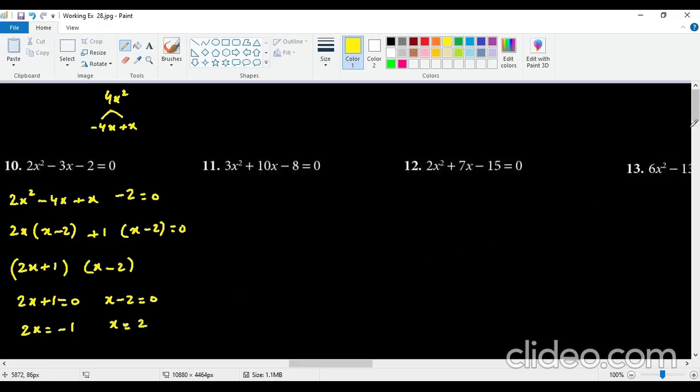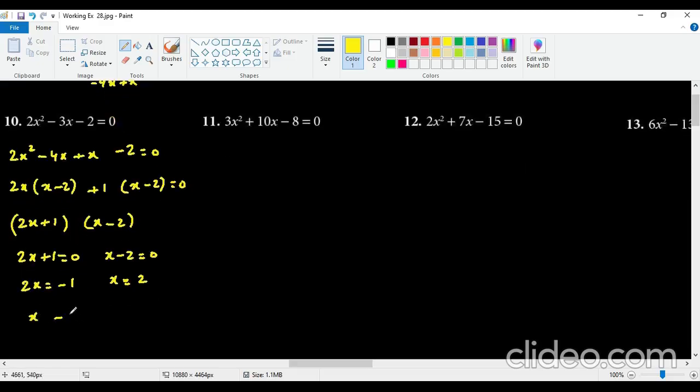Now we further simplify this to make it x is equal to negative 1 over 2 and x is equal to 2. So that means the value of x is negative 0.5 and 2, or you can write it as a fraction, both are okay. Moving on to question number 11.